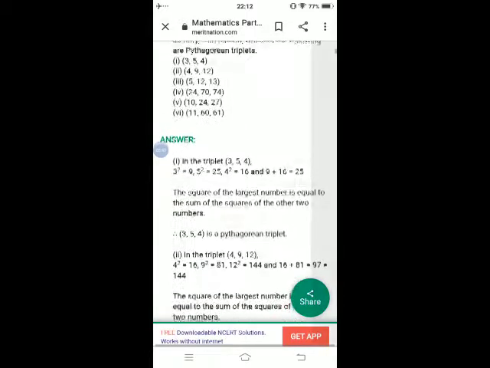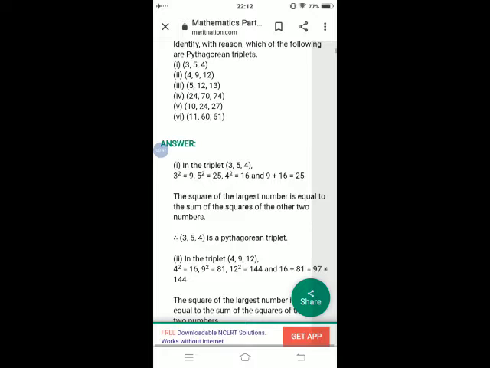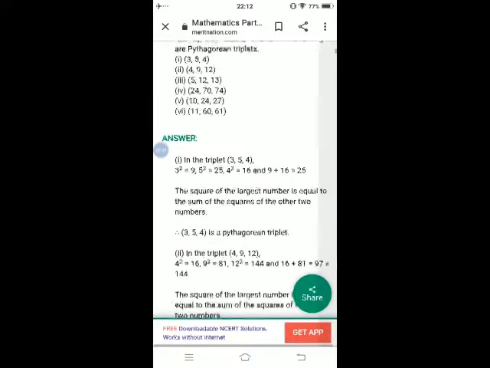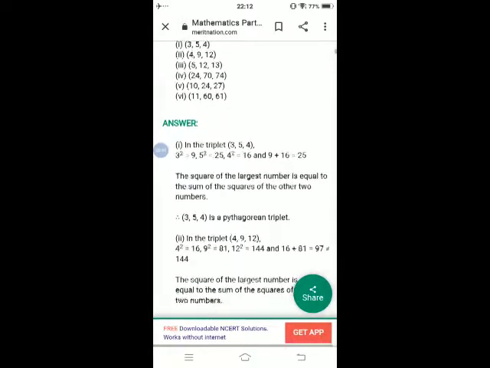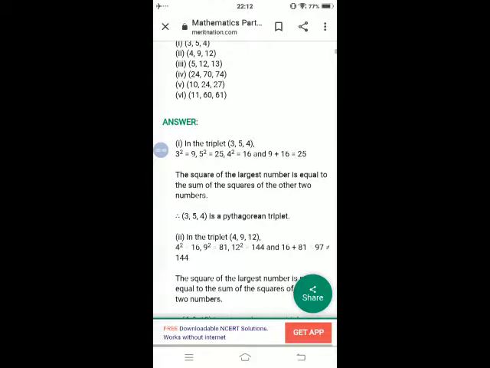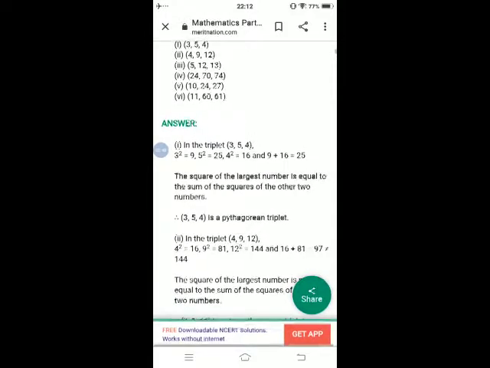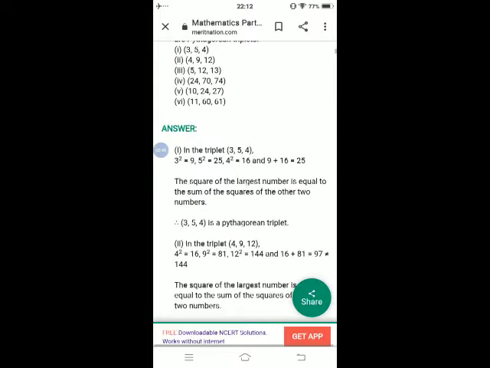Now in your first example, that is 3, 5, 4. So here, which is your greatest side? By seeing itself, you will recognize that 5 is your greatest side. So how will you solve? First of all, you will find the squares of all the three sides. So what is the square of 3 here? 3 square is 9. 5 square is 25. 4 square is 16.